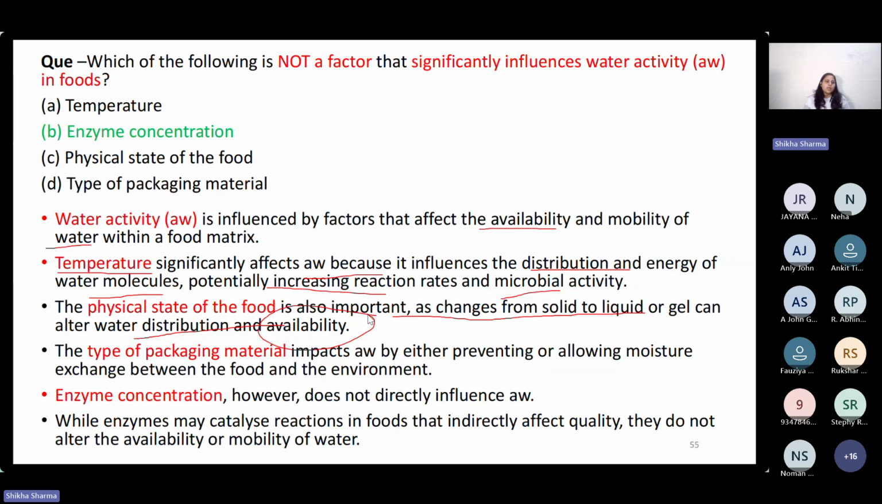Then type of packaging material affects water activity because it either prevents or allows moisture to exchange between the food and its environment or surroundings. Whereas enzyme concentration doesn't directly influence water activity, but enzymes may catalyze reactions in the food that indirectly affect the quality of the food, but they do not directly affect the availability or mobility of water.